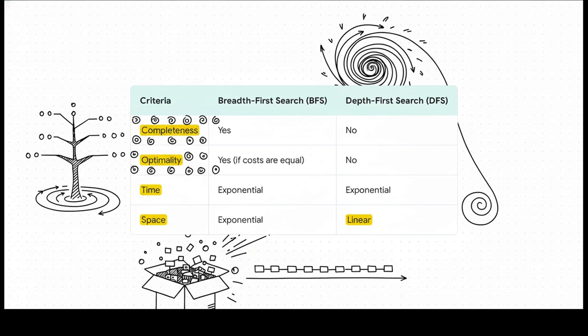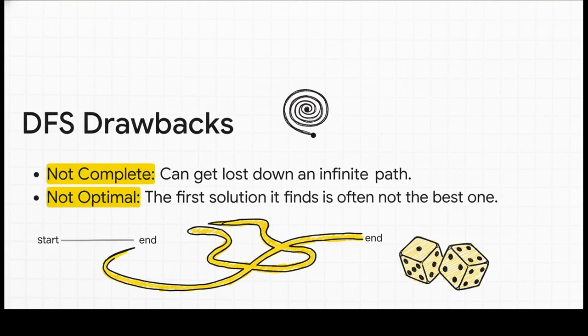That's its big advantage. So let's be real about DFS. Its big win is memory usage. For gigantic problems where BFS would just crash your computer, DFS might be your only hope. But you're making a big trade-off. It's not guaranteed to find a solution, and even if it does, the first one it finds is almost never the best one. You could get really lucky or really, really unlucky.